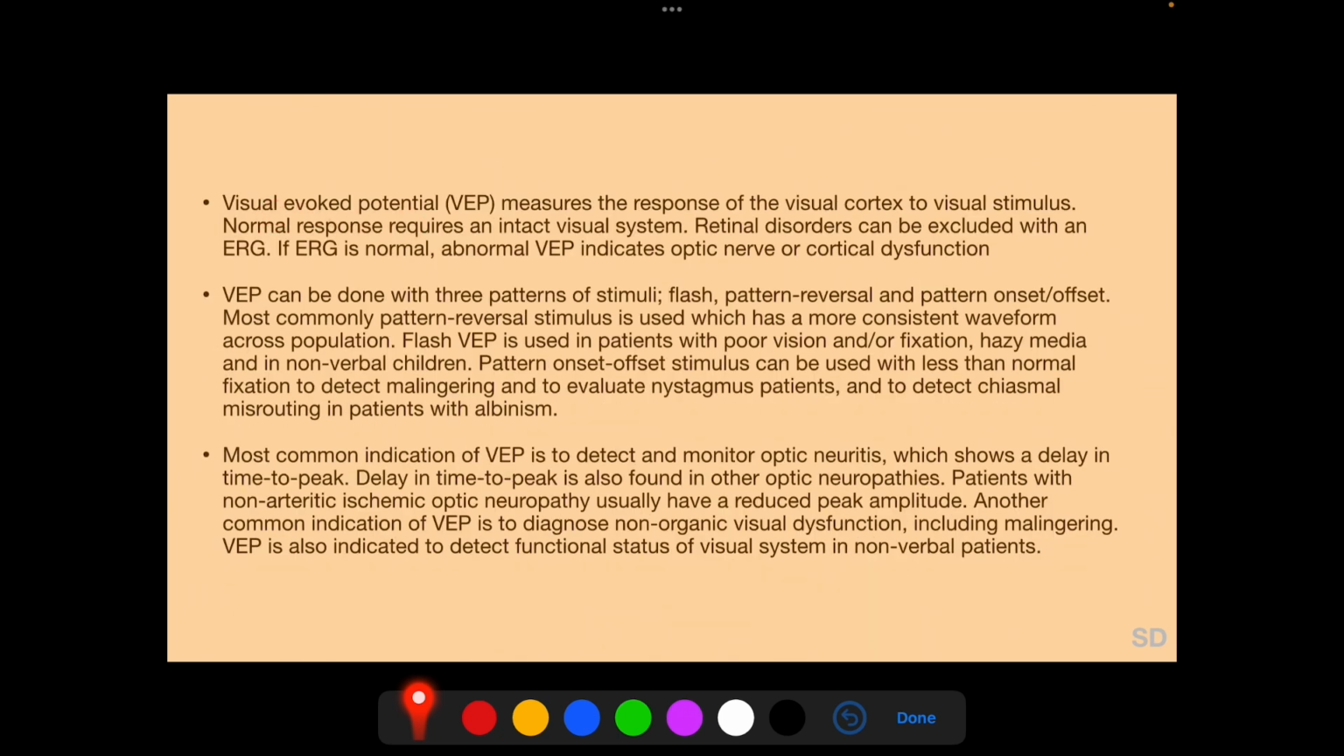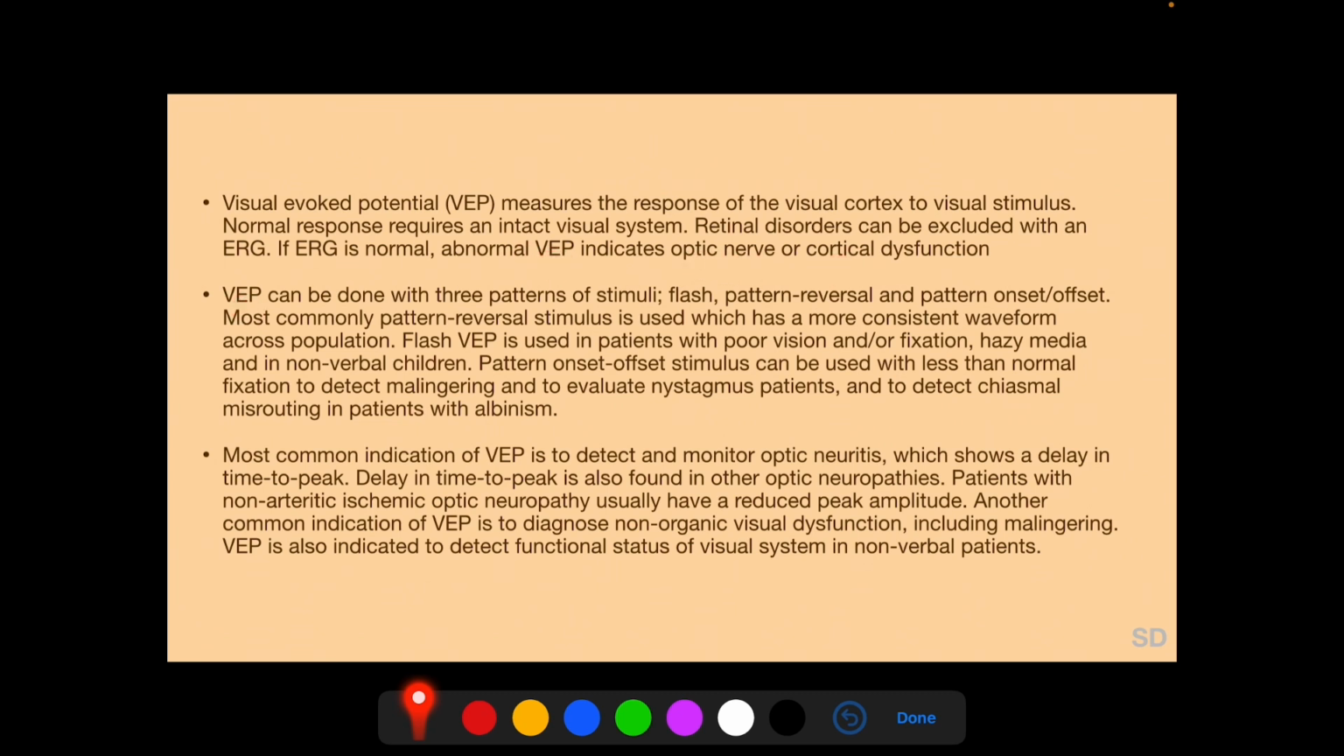Visual evoked potential measures the response of the visual cortex to a visual stimulus. Normal response requires an intact visual system from the photoreceptors to the visual cortex. In a patient with an abnormal VEP, retinal disorders can be excluded with an ERG, and if ERG is normal, abnormal VEP indicates either optic nerve or cortical dysfunction.